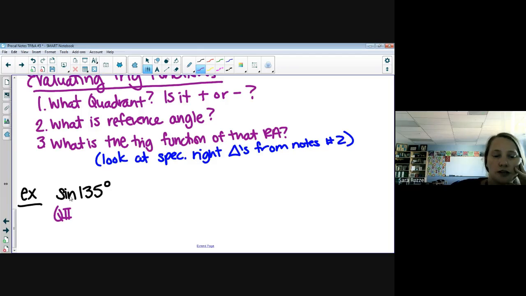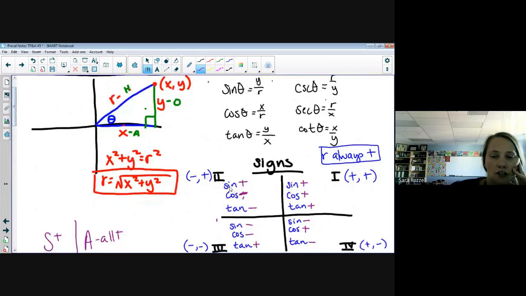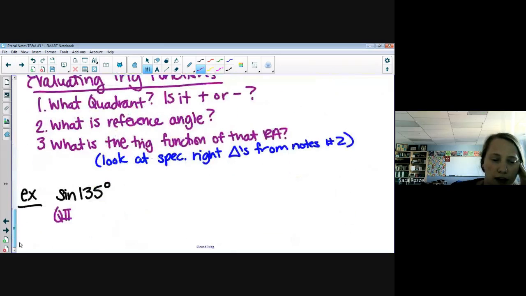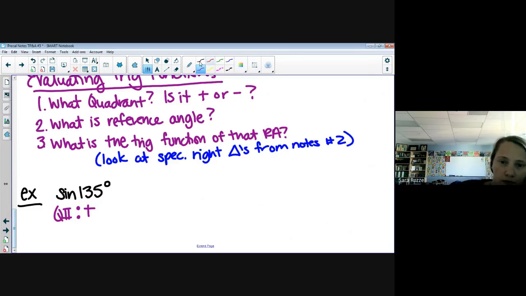In quadrant 2, is sine positive or negative? So go back to where we have it written down. We're in quadrant 2, sine is positive. So our answer is going to be a positive answer. So I'm going to write, I was in quadrant 2, so I know my answer is positive. Okay. Now I'm going to look for my reference angle.